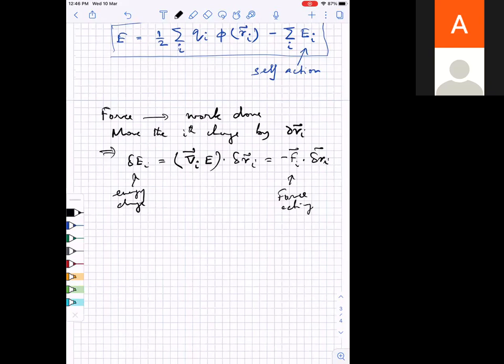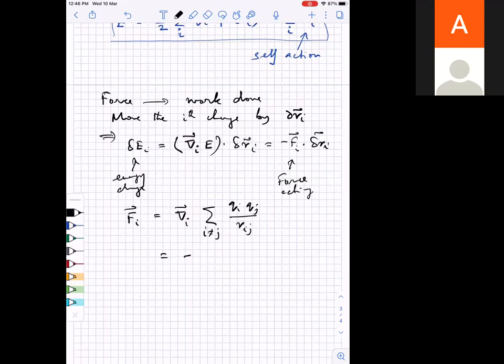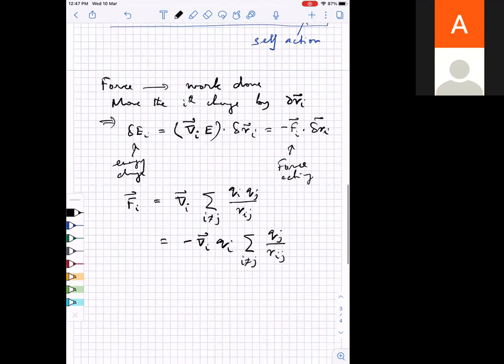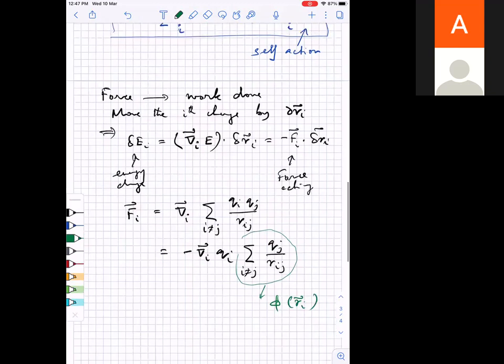So you compare with the first equation, then you will see that what you get is a force, which is, again, the gradient of i. So the gradient on the ith particle is the force on the ith particle, which is equal to qi qj over rij, i not equal to j. This I can rewrite as gradient of i, working on the sum over qj over rij, again i not equal to j. Now if you look over here, this is my phi of ri. This is how we have defined the phi of ri before.